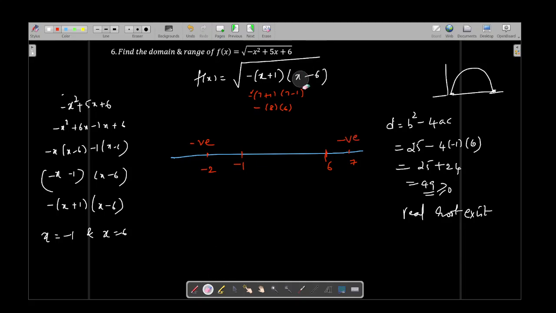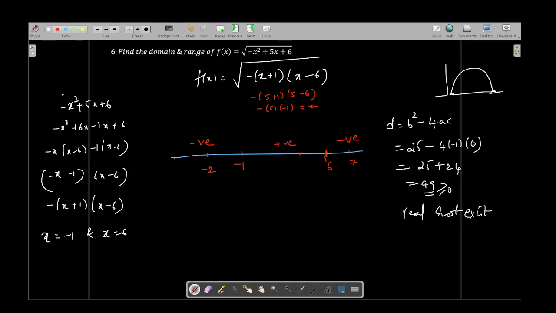So what if I take anything between -1 and 6? I'll take, let's say, 5. If I take 5, you'll get 5 plus 1, 5 minus 6. So minus of 6 into -1. So this becomes positive. Only here it is positive.